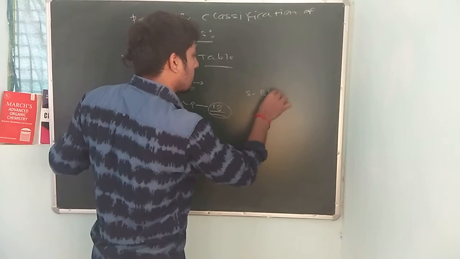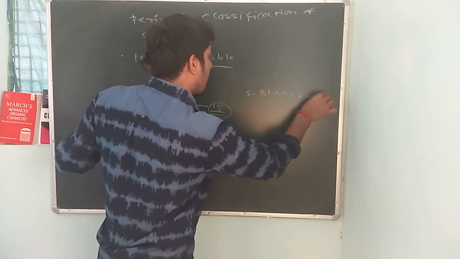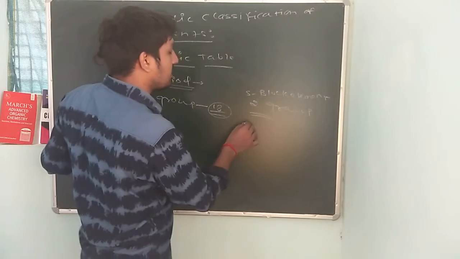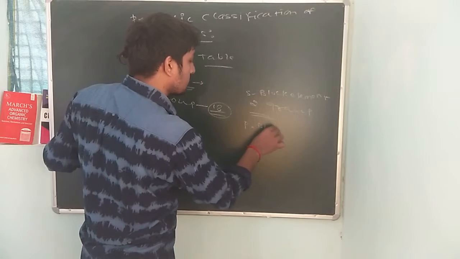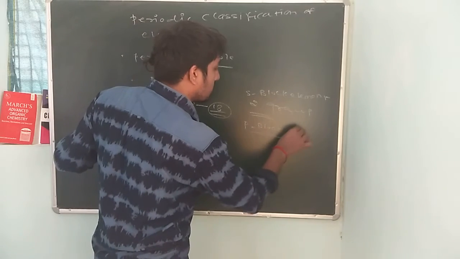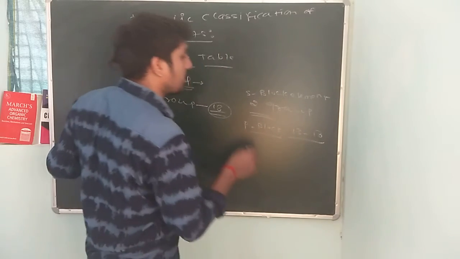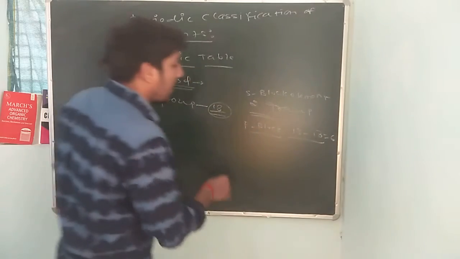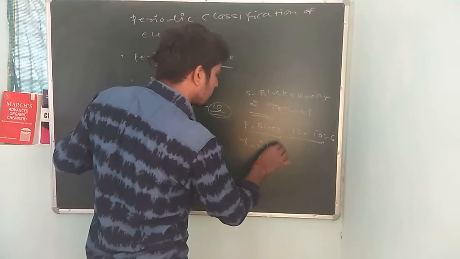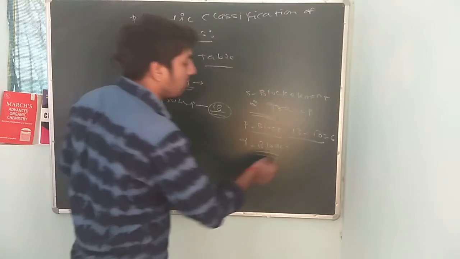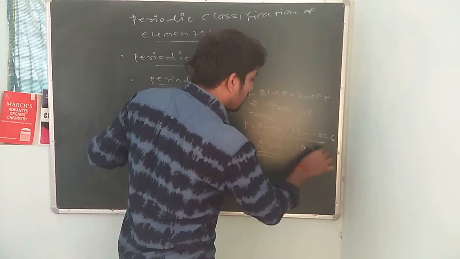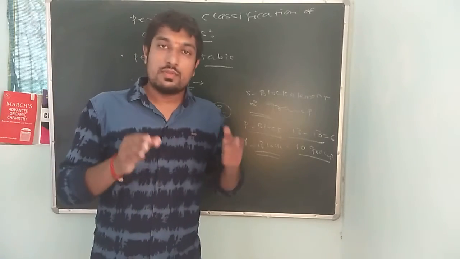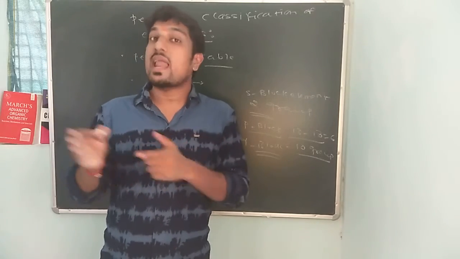The groups come like this. S block elements have two groups. Then the P block elements have groups 13 to 18: 13, 14, 15, 16, 17, 18, a total of 6 groups. And the D block has a total of 10 groups. In the periodic table there are four blocks: S, P, D and F.